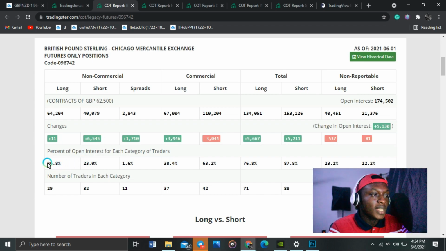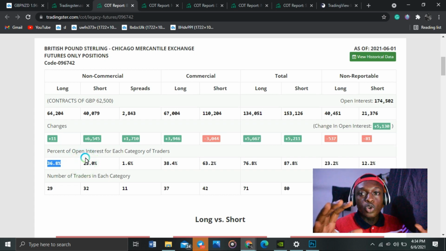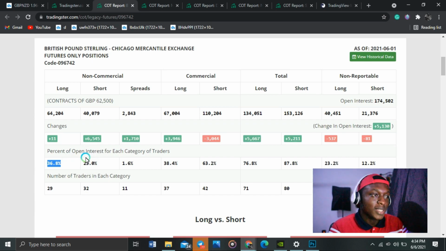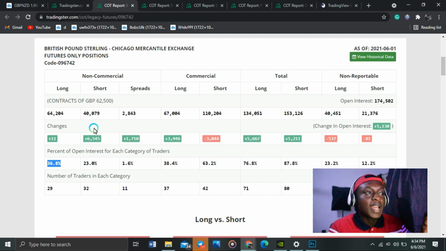But overall the GBP is still strong, because when you check the percentage-wise here, you can see we have 36% longs and 23% shorts. So clearly GBP is strong, even though it's really uncertain what the big banks are doing, because you can see they are currently adding shorts too, but that doesn't invalidate our setup.